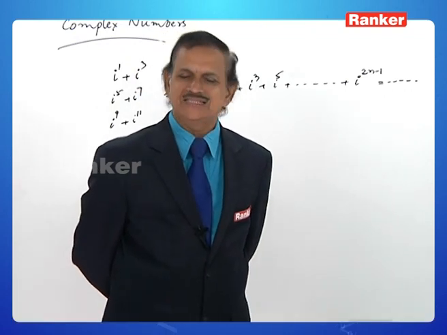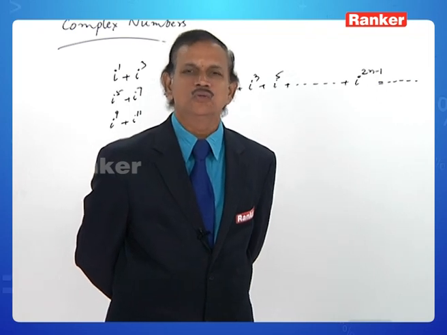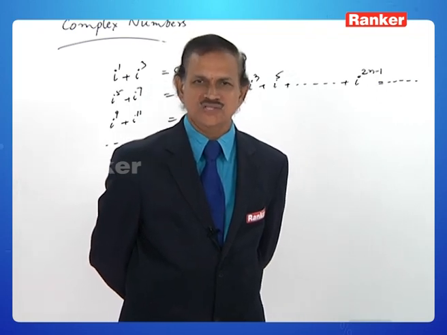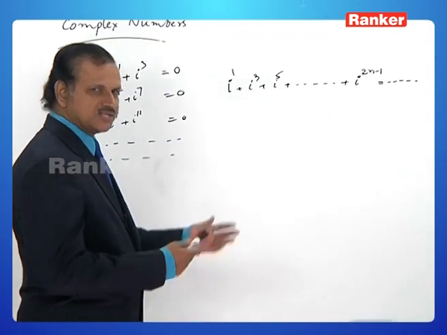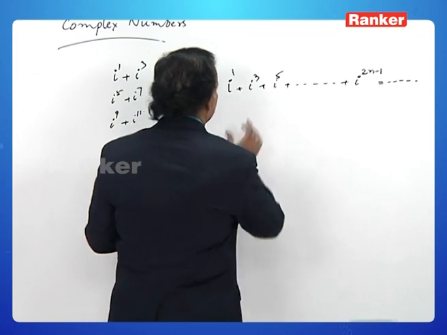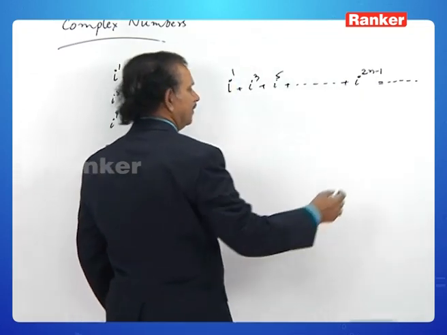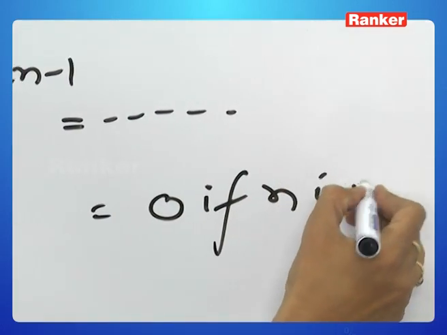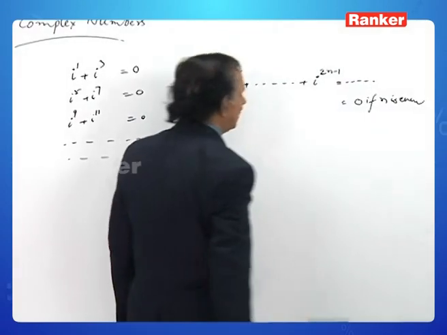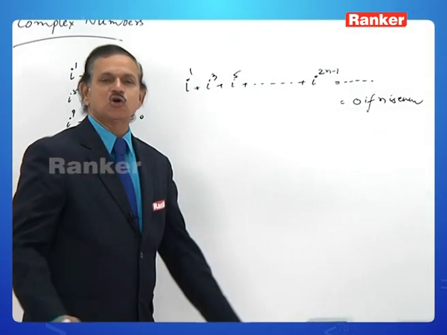Now two cases will arise. What happens when n is even? What happens when n is odd? That we have to know. Case 1: let n be even. If n is even, then 0, 0, 0, 0, 0, 0. Therefore, the sum is 0 if n is even.